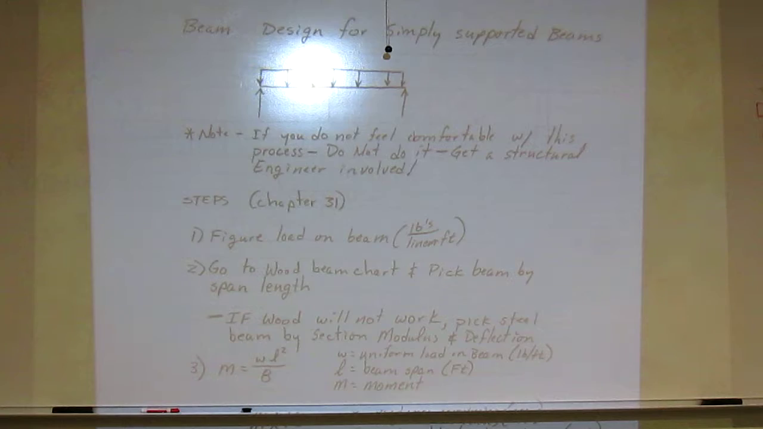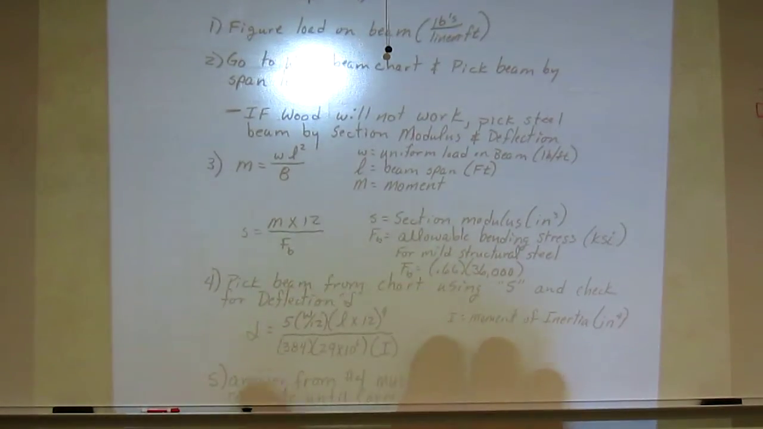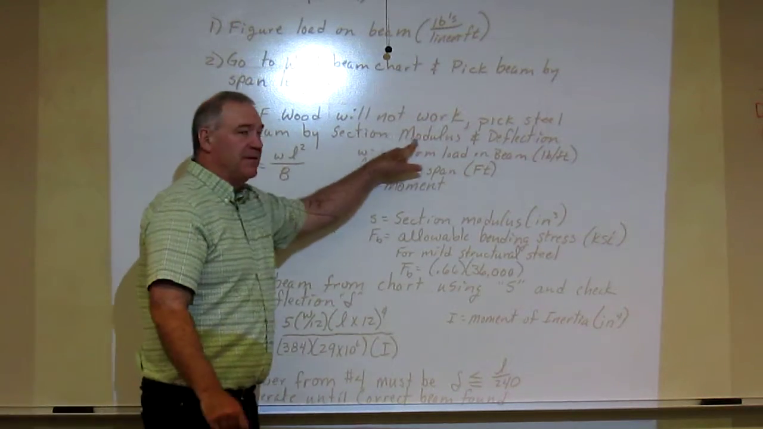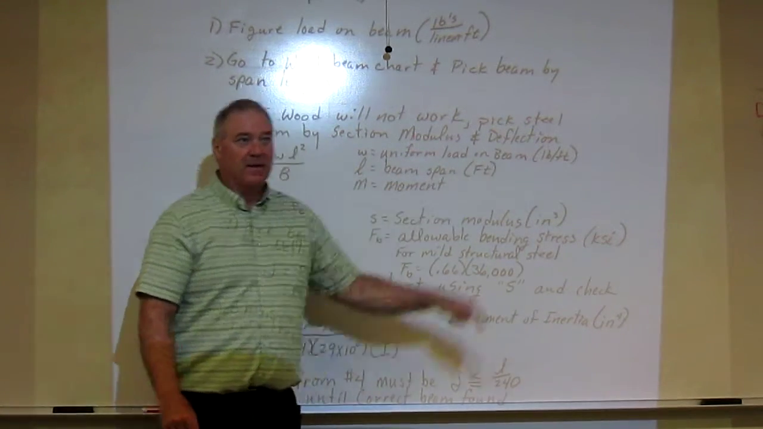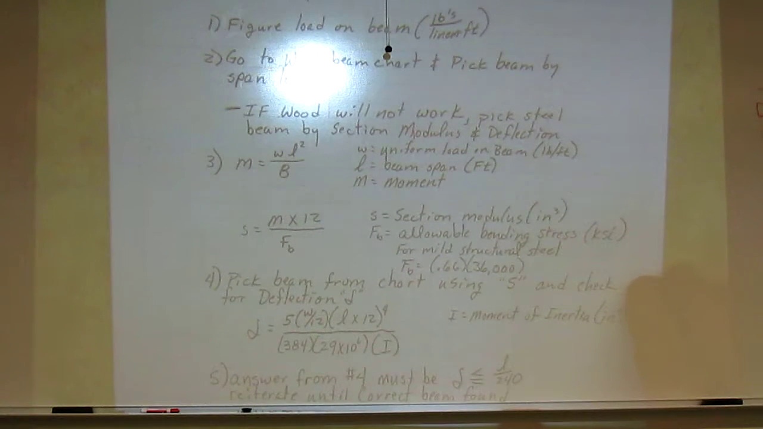Now, let me explain what we're doing as far as the calculations go first, and then we'll go apply it. Okay. Again, this is just a standard setup. They go through this exact same process in chapter 31. Now, we do it by section, modulus, and deflection. Now, just to show you, it's all based on code. So this is kind of different, but I'm going to the last step first.